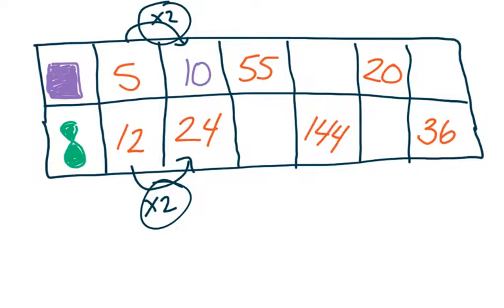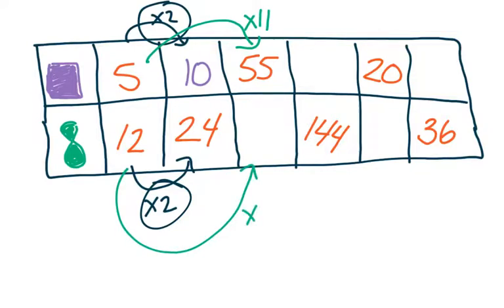But this one does not go in order because 5 times 3 does not give you 55. So don't just assume that it's always going to be in order. 5 times something is 55. I know that 5 times 11 is 55. So I'm going to have to go down and multiply 12 times 11, which gives me 132.